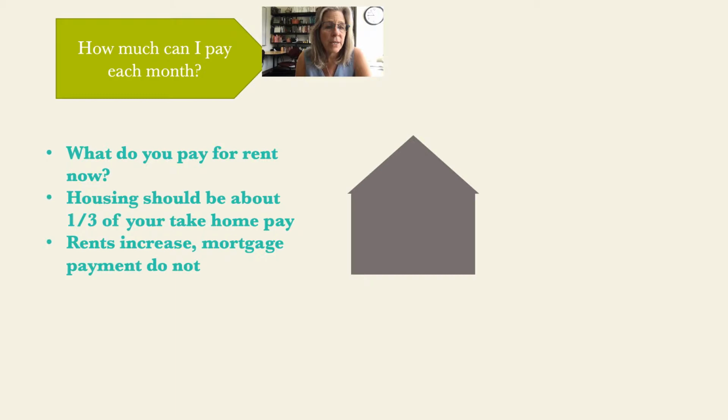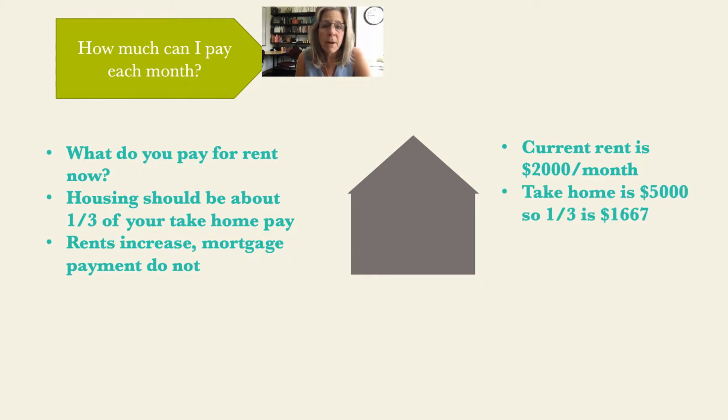And then rents increase, but mortgage payments do not. So you need to consider that once you buy a home, it will be a fixed amount, where rents would possibly increase. So for me, my current rent is $2,000 a month. I take home about $5,000, so 1/3 of that is about $1,667. But I am thinking that because it's a fixed amount, that over time I'm going to be making more money, so I could go as high as $2,500. So you need to go through this calculation for yourself to figure things out. But I'm going to go with this amount when I look at all the other calculations we're going to do.